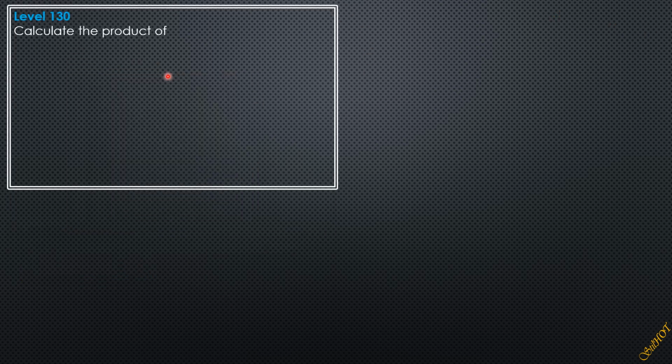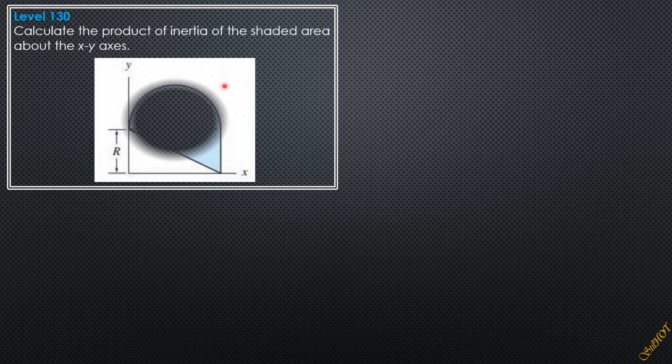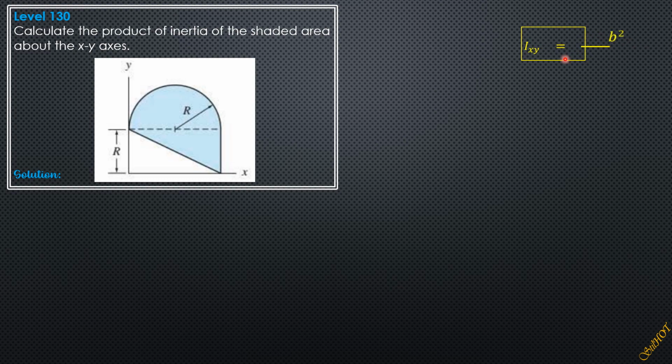Level 130, calculate the product of inertia of the shaded area about the xy axis. So here is the given figure, and we treat this as semicircle, then rectangle, less this triangle, because for this triangle orientation, we have a formula for the product of inertia Ixy, and it is b square h square over 24 as our guide.